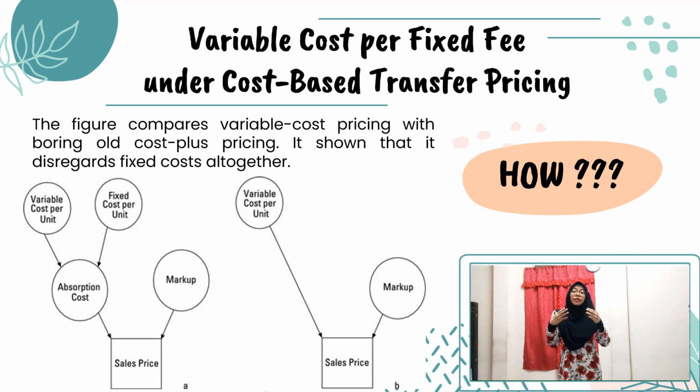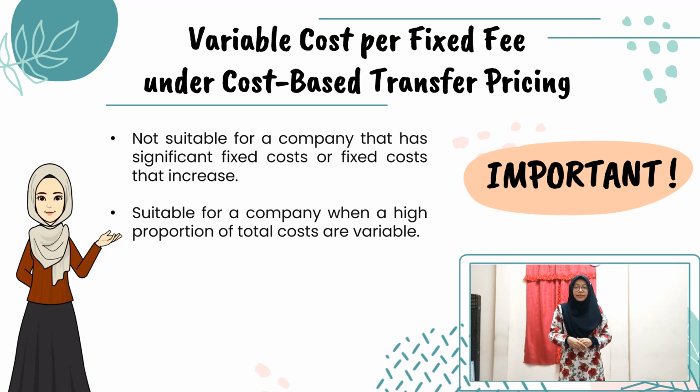But for the new method, variable cost pricing, we just need to add variable cost per unit plus markup price. After that, we get the sale price. This is easier and simpler. Last but not least, we will talk about the important points when using this method.